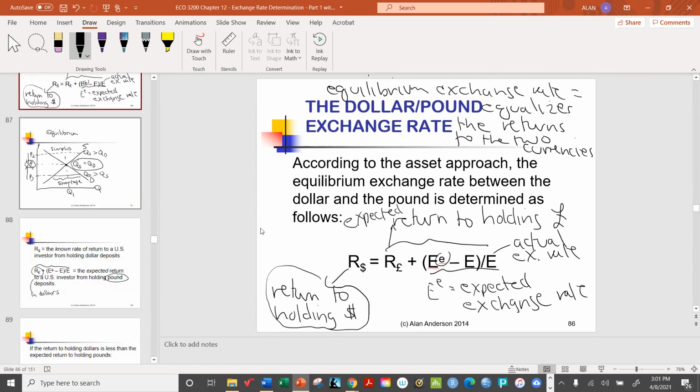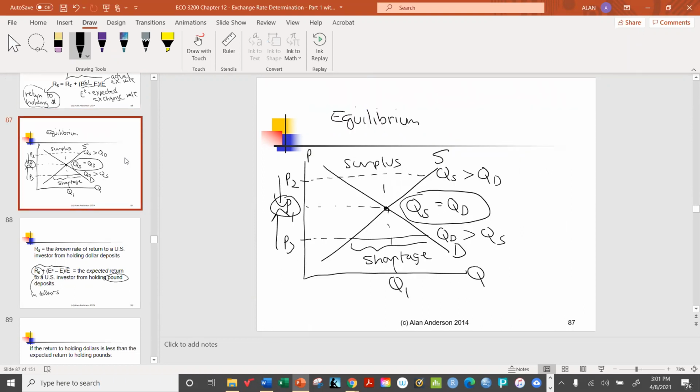Okay, now in the event that the two sides do not equal each other, we can either have a surplus or shortage of one currency or the other, just like with any traditional good that you might try to model with the traditional supply and demand curves. So what do I mean by that? Like right here, what if the exchange rate, this is the traditional supply and demand curves.